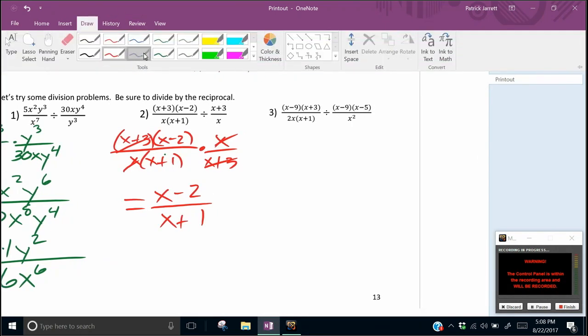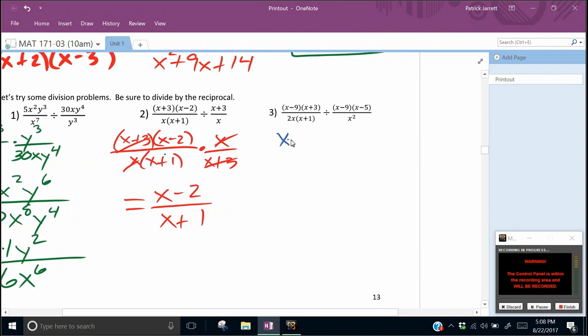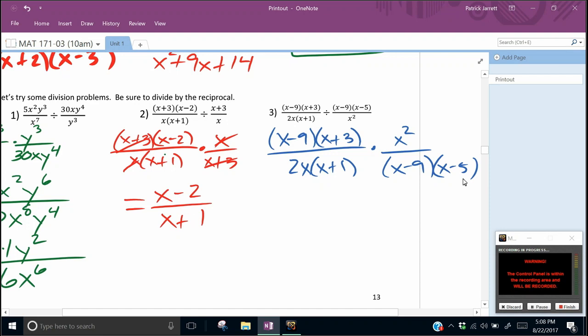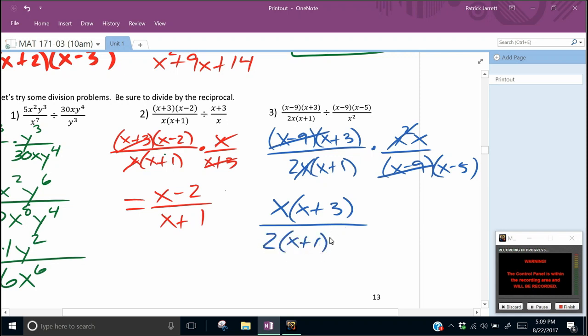Now for number 3, we're going to rewrite it again. So I'll have x minus 9 times x plus 3 over 2x times x plus 1 multiplied by x squared over x minus 9, x minus 5. Again, let's do our cancellations. Obviously, the x minus 9s are going to cancel, so we can say goodbye to those. Now, this x squared and that x will just go away, and that will just become a simple x. And that is all we can do here. So the final answer for this will be x times x plus 3 over 2 times x plus 1 times x minus 5.